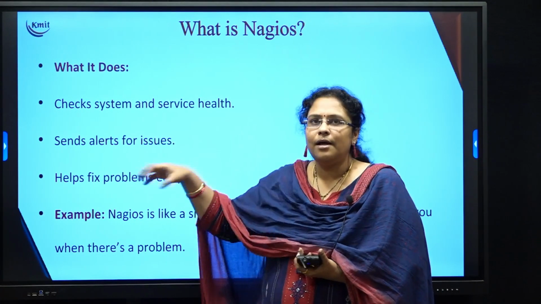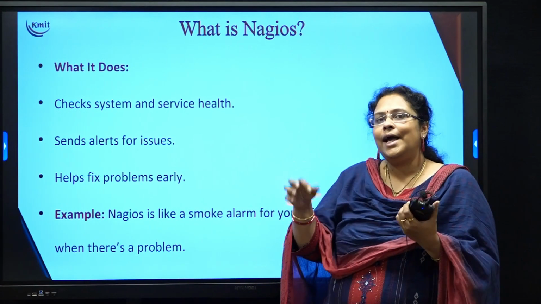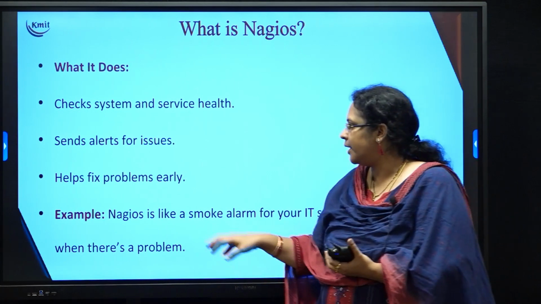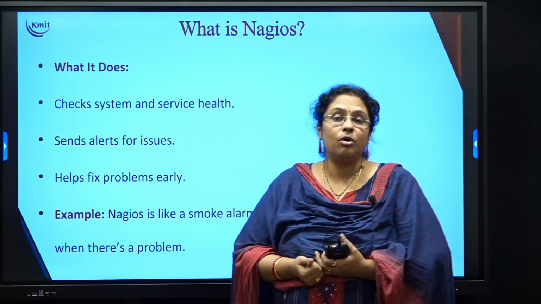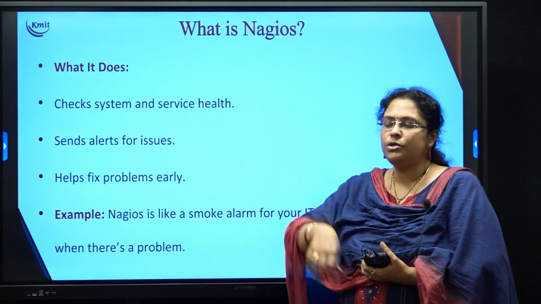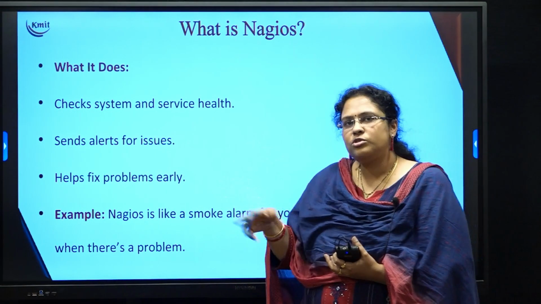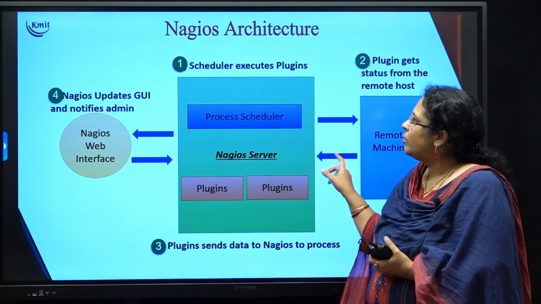After that, if it finds any error, it will automatically give an alert to the person who is responsible for this monitoring, and it also helps you fix these problems. You have an option called notifications in Nagios. Whenever an issue or a bug is raised, Nagios will automatically send a notification to the concerned person. So this is what Nagios does.